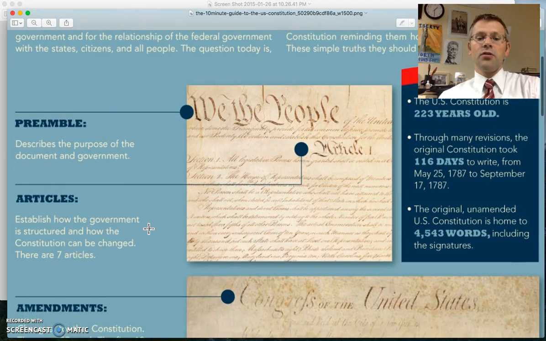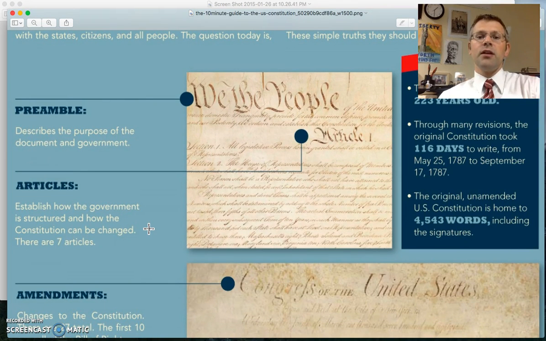We looked at our articles, all 7 of them. And so quickly, we said that Article 1 was the legislative. Article 2 was the executive branch, defining kind of what these are. Article 3 is the judicial branch. Article 4 sets out basically federalism, and defines the relationship between the federal government and the states.